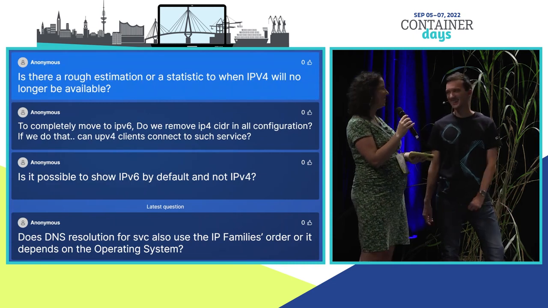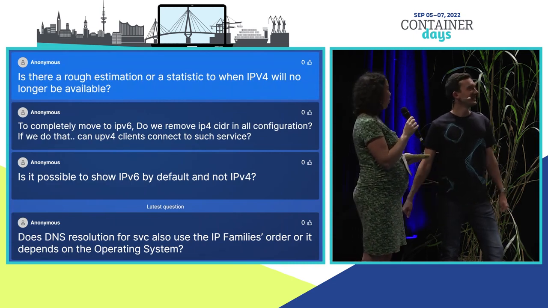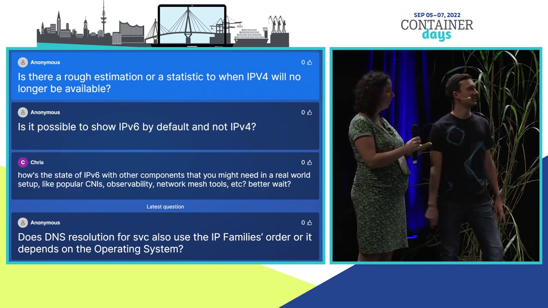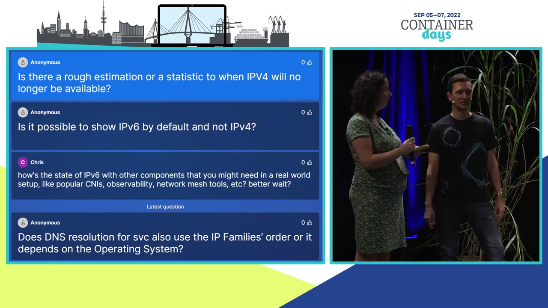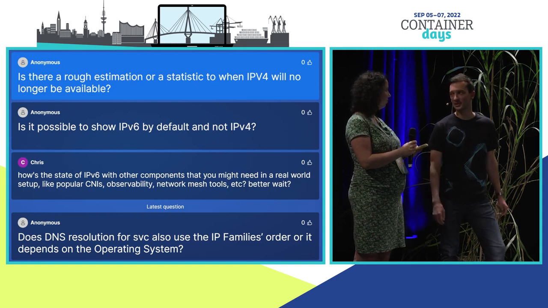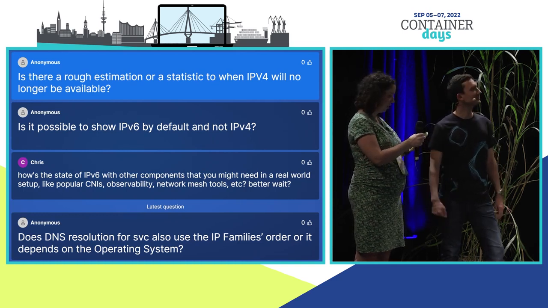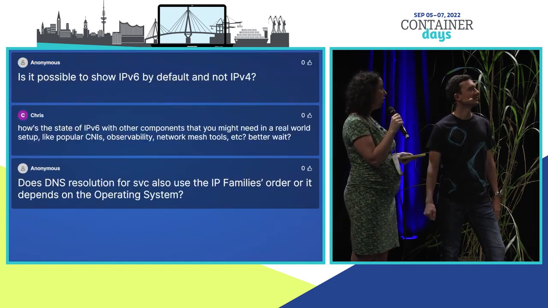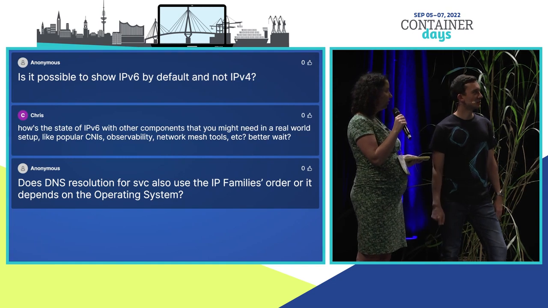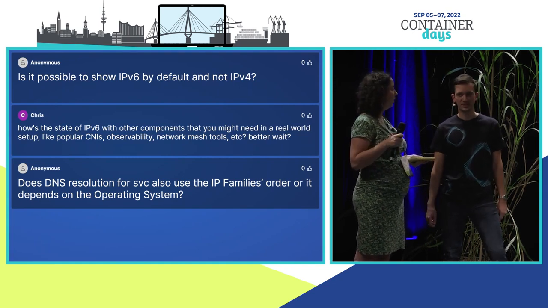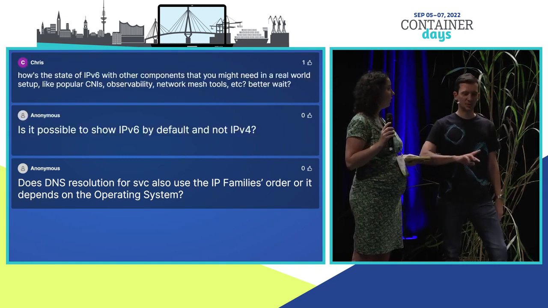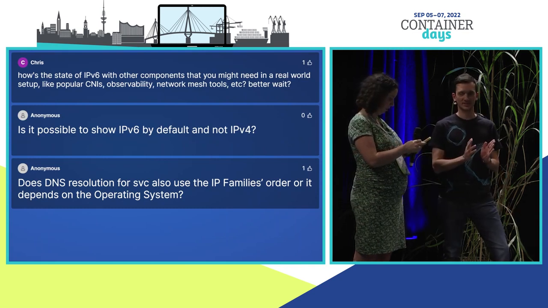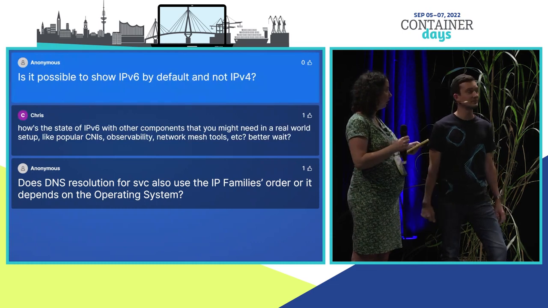Is there a rough estimation as to when IPv4 will no longer be available? Yeah. I don't think there is such an estimation yet, but I guess it will come. I mean, we'll see how it goes with the adoption rate. Yeah, next question. Is it possible to have IPv6 by default and not IPv4? Yeah, so for both pods and services, it is possible if you switch around the order of IPv4 and IPv6 subnets that you pass to the control plane components. Okay.